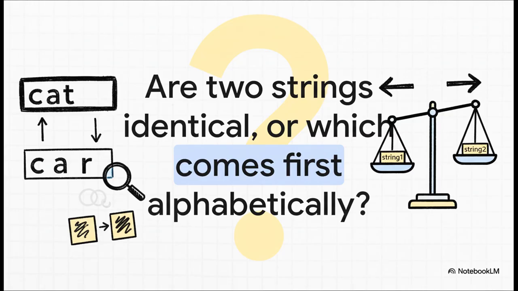Now, this is a bit trickier than it sounds. You can't just check if they have the same length. I mean, apple and apply have the same length, but they're obviously not the same string. To really know, we have to inspect them, character by character.